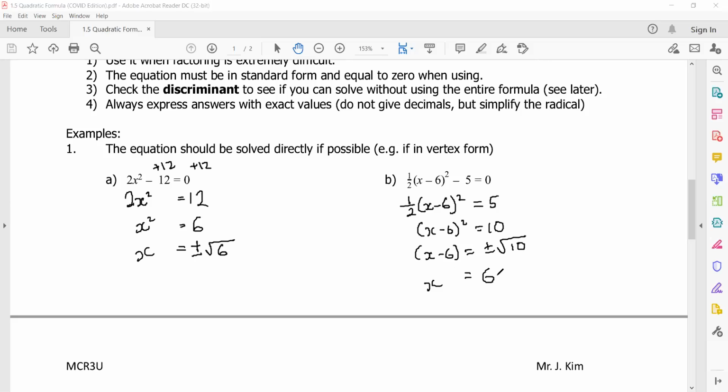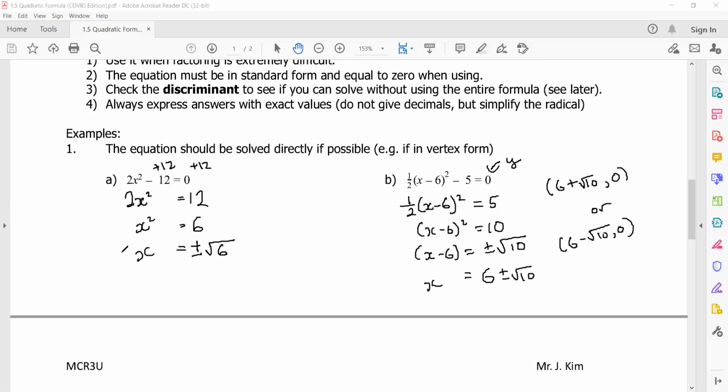Yeah. So this is a positive 6 plus minus root 10. What does that mean? Again, remember, this is the y value. It means when x equals 6 plus root 10, my y value could be 0. Or if this is 6 minus root 10, my y value could be 0.